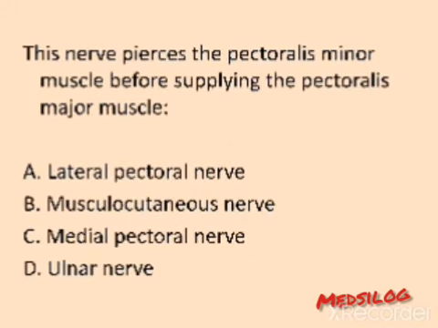This nerve pierces the pectoralis minor muscle before supplying the pectoralis major muscle. A. Lateral pectoral nerve, musculocutaneous nerve, medial pectoral nerve, or the ulnar nerve. It pierces the pectoralis minor. In this section, it is very noticeable that the pectoralis minor is being pierced by this particular nerve, and the nerve is called your medial pectoral nerve.